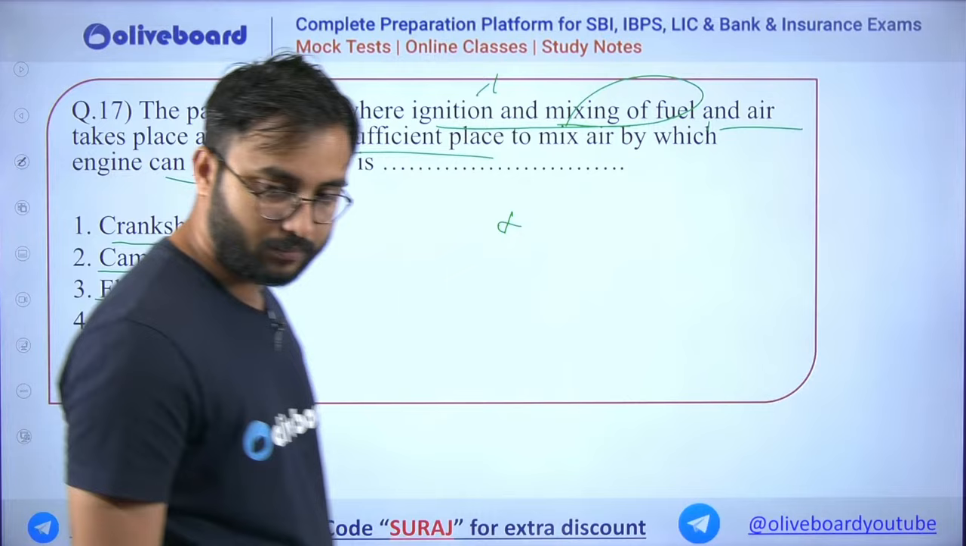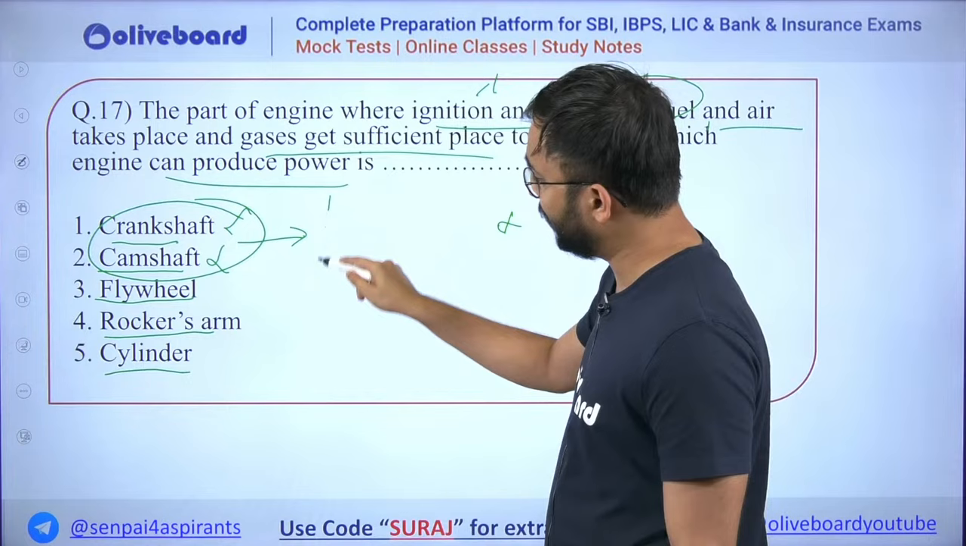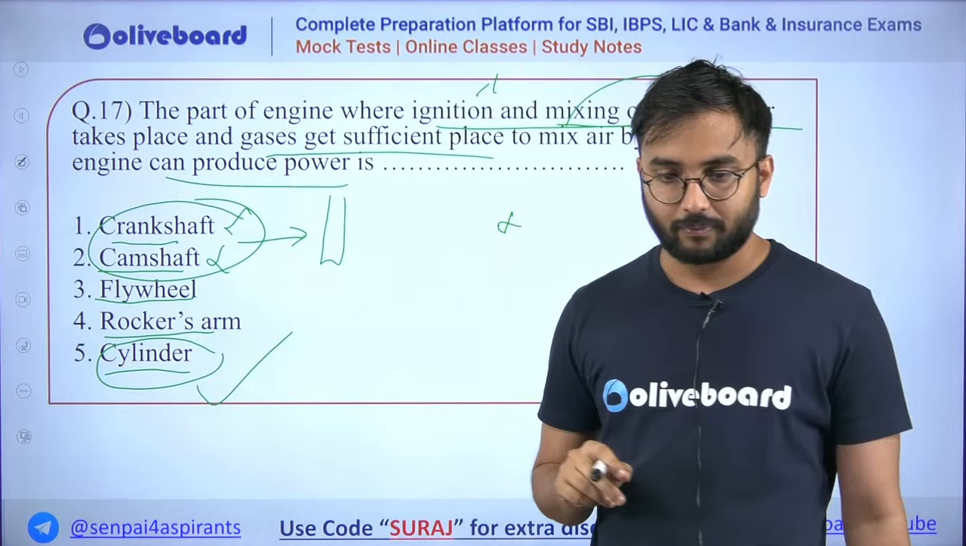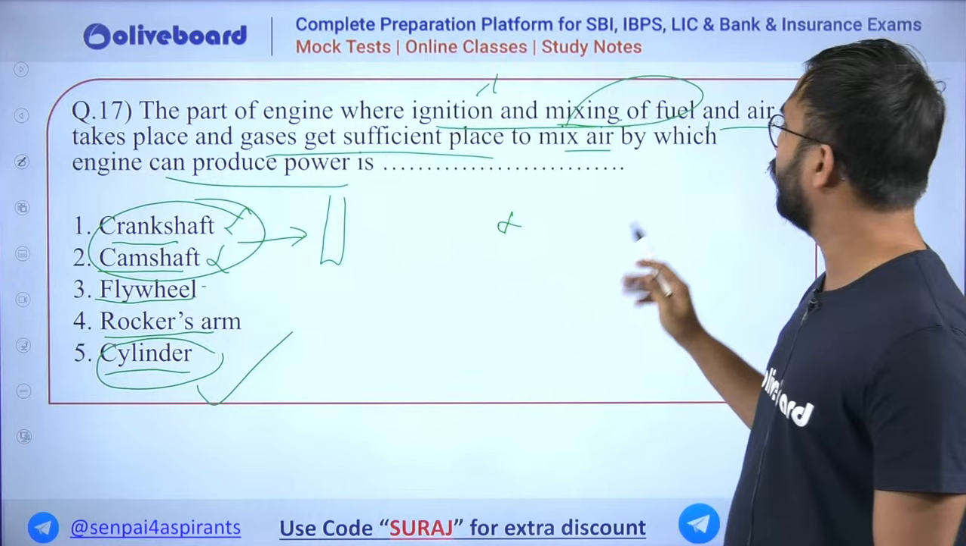See, crankshaft and camshaft are both related to your piston movement, okay? Whereas the real ignition process takes place in the cylinder. Flywheel is what is rotated first in your overall IC engine. So the cylinder is the part in which ignition, mixing of fuel and air takes place, and as ignition takes place, the combustion reaction results in the movement of your piston.